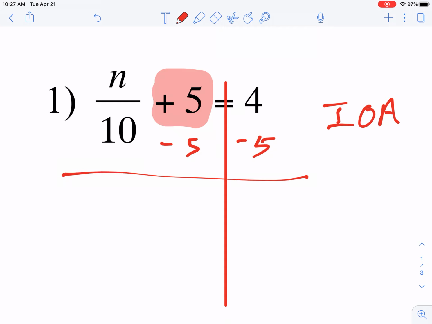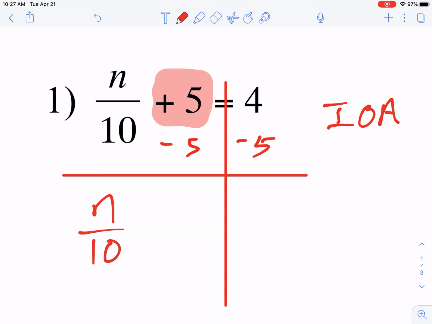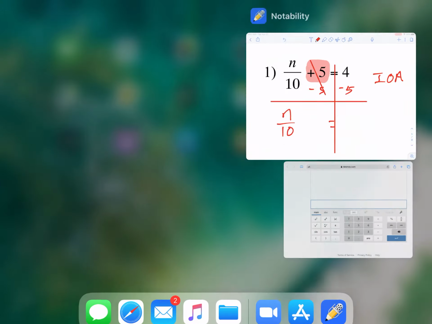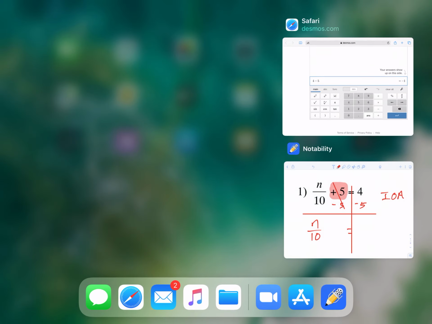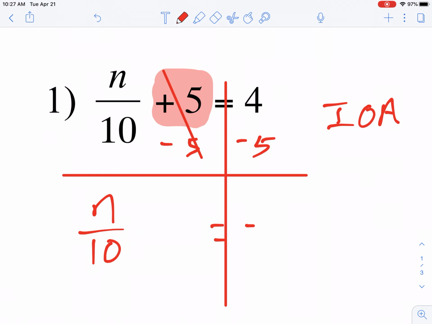Now, what ultimately happens is n over 10 just drops straight down. These cancel each other out. Equal sign's going to drop down. 4 minus 5. Let's say that you're not very good at addition and subtraction, so you can always use Desmos. So if you want to use Desmos, 4 minus 5 is negative 1. And you go back to your paper, negative 1. Now I've got n divided by 10 equals negative 1.